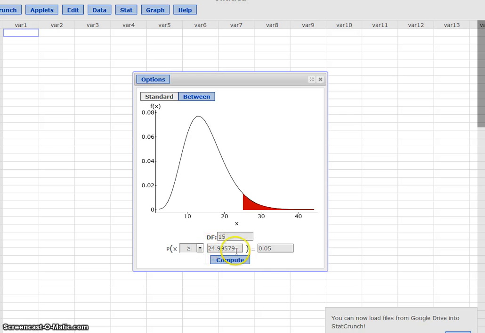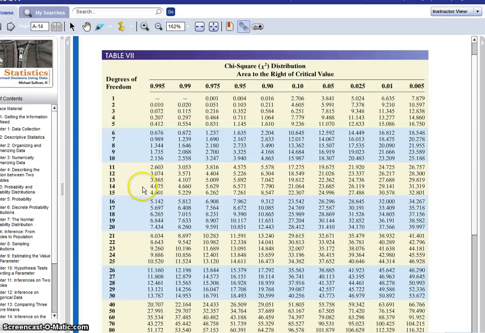And so that's where the 24.99579 is coming from, which would be, again, for 15 degrees of freedom, the value where the area to the right is 0.05. So this would be the area to the left, and then this would be the area to the right. So hope that gives you sort of an idea of what to do for those. If you guys have questions about stuff, let me know.